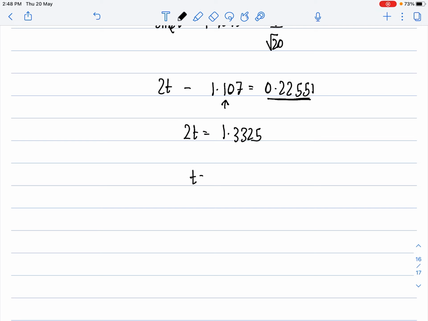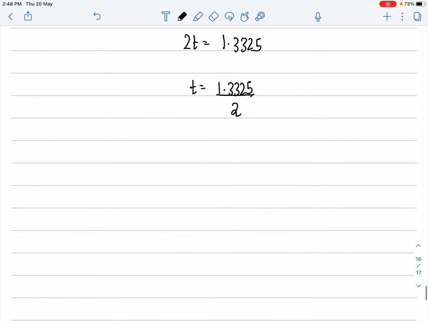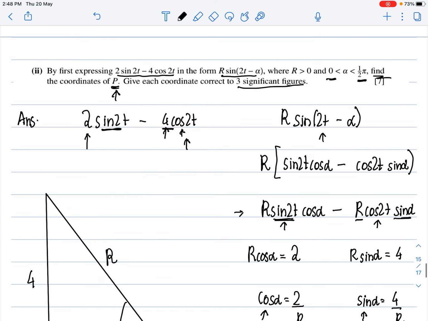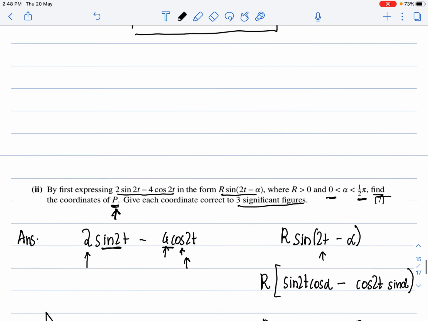So I can write t is equal to 1.3325 over 2. So t is now equal to, when I solve this on the calc, 0.666. Okay, so now we need to find the x coordinate, or the coordinates of P.